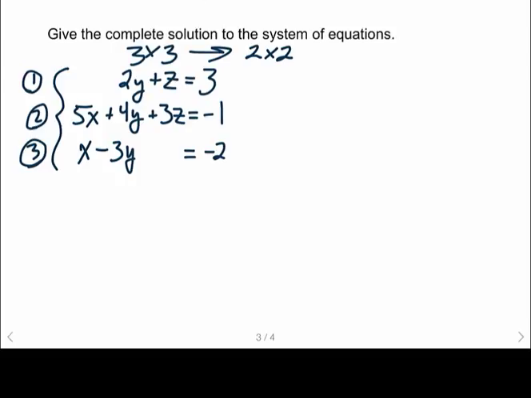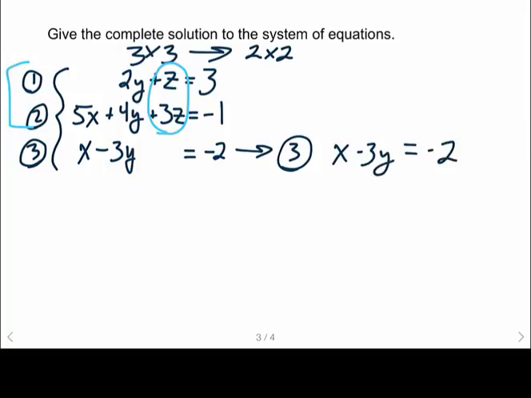How about if we use equations 1 and 2, get rid of z, and then use that resulting equation together with equation 3. So equation 3, I'm just going to rewrite it over here. X minus 3y is equal to -2. And then to make eliminating z work, we're going to take -3 times equation 1 and add to it equation 2.